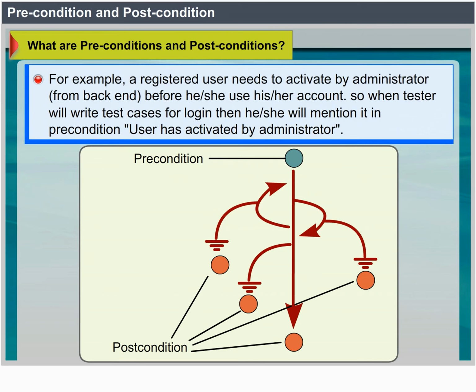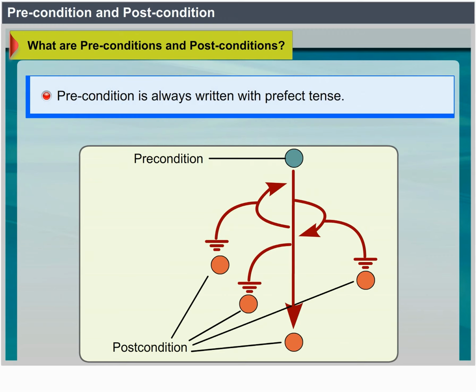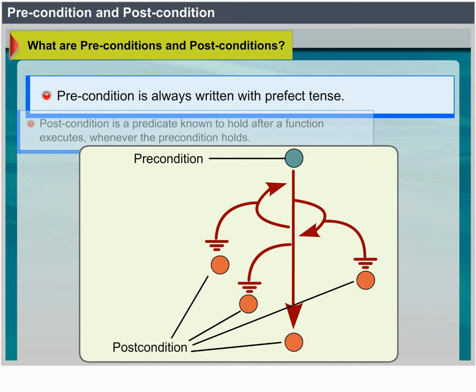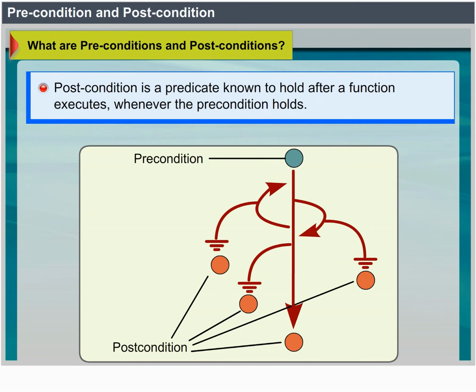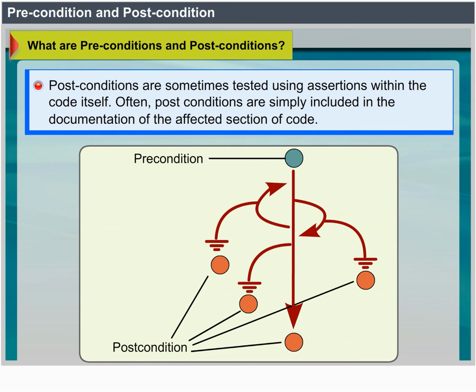account. So when the tester writes test cases for login, he or she will mention in the precondition that the user has been activated by the administrator. Precondition is always written in the perfect tense. Postcondition is a predicate known to hold after a function executes, whenever the precondition also holds. Postconditions are sometimes tested using assertions within the code itself. Often, postconditions are simply included in the documentation of the affected section of code.